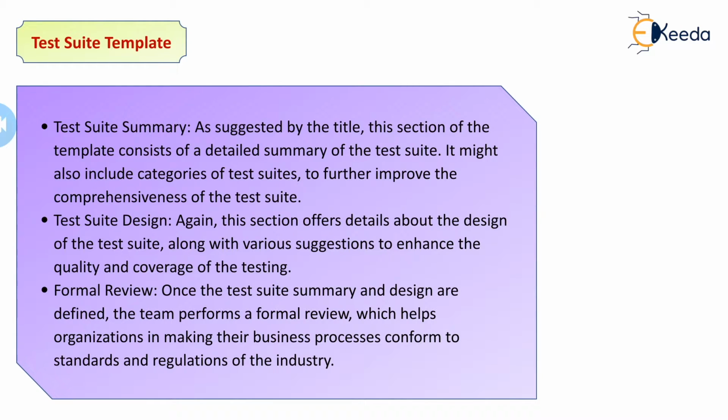This includes a summary. The summary is followed by a title, a section that consists of the detailed summary, and what the scope and categories of this test suite are, to improve the comprehensive test result. Then test suite design. Again, this section is detailed about the design of your test suite along with various suggestions.